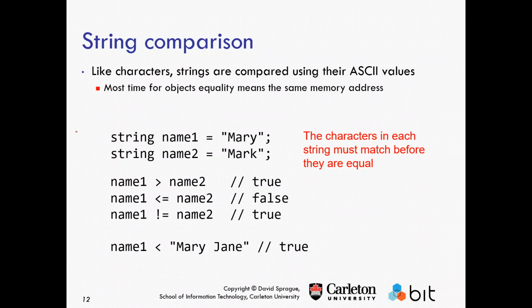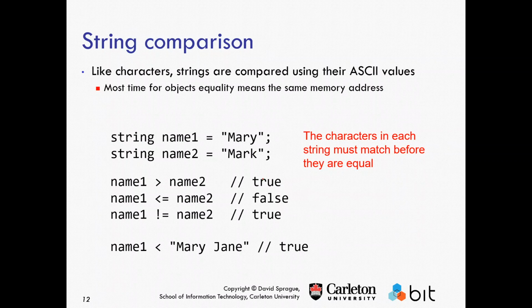Last time we had strcmp before, which is string comparison, right? Now we can just say greater than or less than or equal to or not equal, right? Here is Mary, here is Mark. Is Mary greater than Mark? Well, that's true. Why? Because the Y comes after the K.